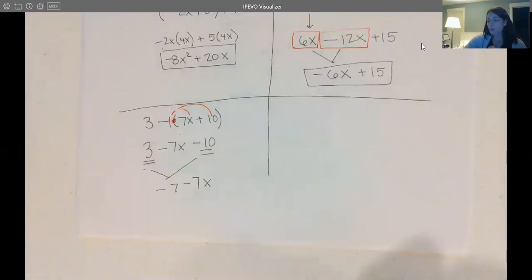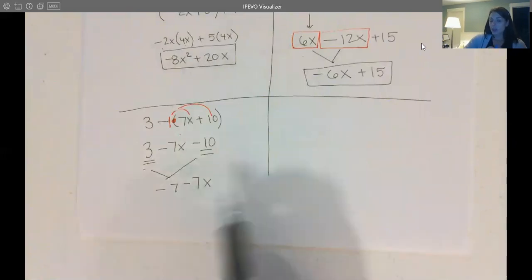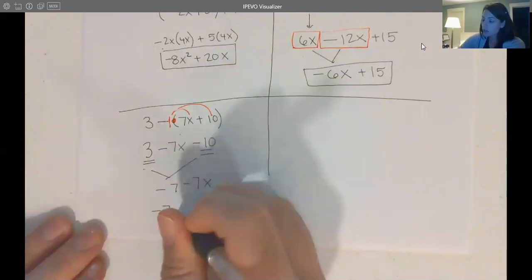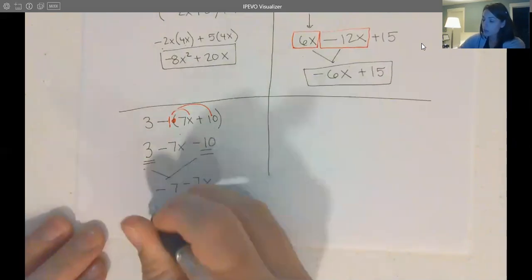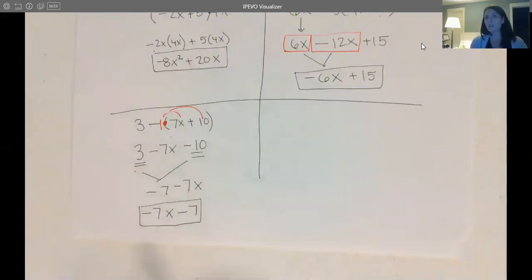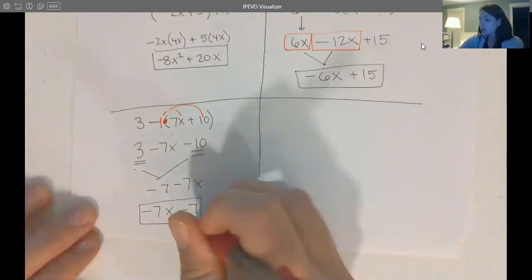Okay, there's one more thing we need to talk about. This -7 subtract 7x, I'm going to rewrite as -7x subtract 7, and I'm going to encourage you to do that as well. And you'll notice, like on our worksheet and on, I think, the checkout for distributive property, it uses the words standard form. So it says, write your answer in standard form.